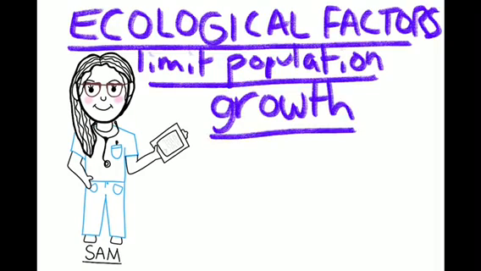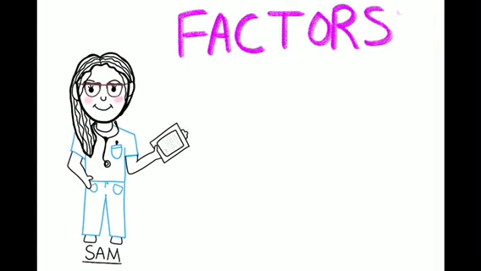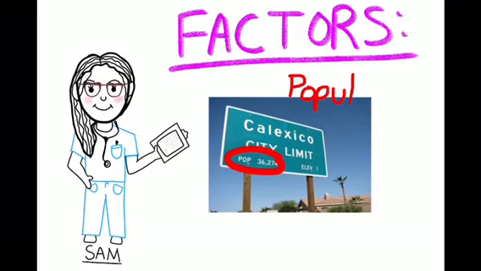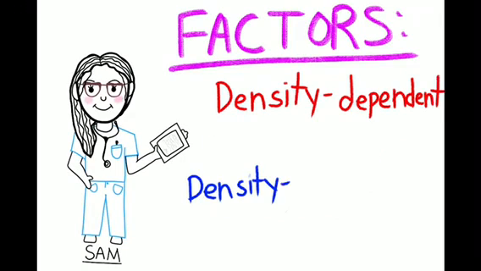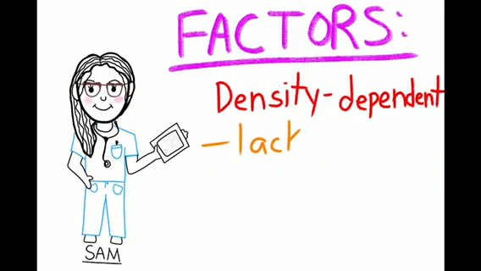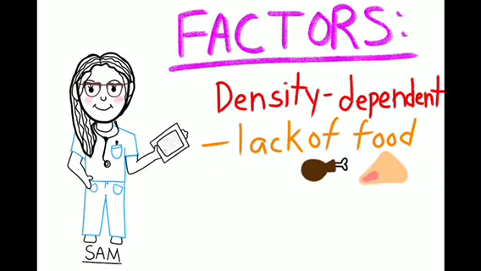Hi, my name is Samantha and I will be talking about ecological factors that limit population growth. Population size, like the amount of people in Calexico, and growth are limited by many factors. These factors can be density dependent or density independent. Density dependent would be lack of food. As a result, some of the population would starve and die, which would make the population decrease.